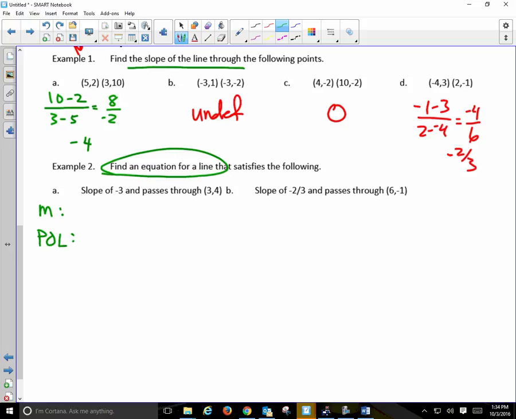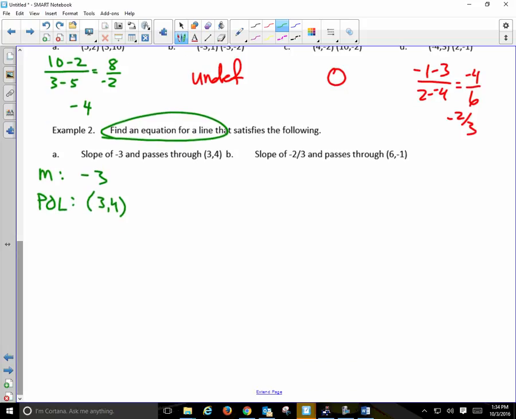Now, in this situation, we're given the slope and we're given the point on the line. The slope is -3. The point on the line is 3, 4. Once we can identify those two pieces, all we have to do is use our point slope form, and that will generate for us an equation for our line, which we will write in slope-intercept form. Y minus 4 is equal to -3 times x minus 3.